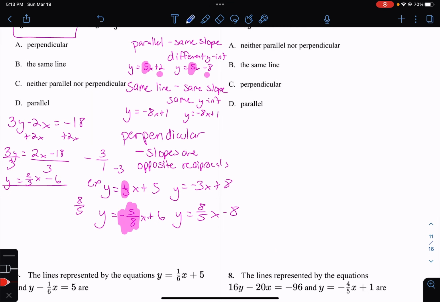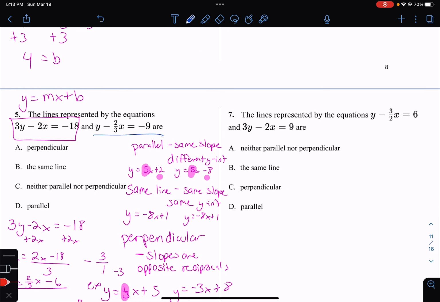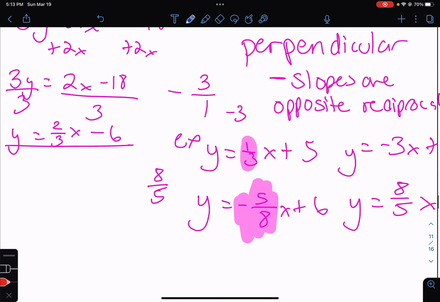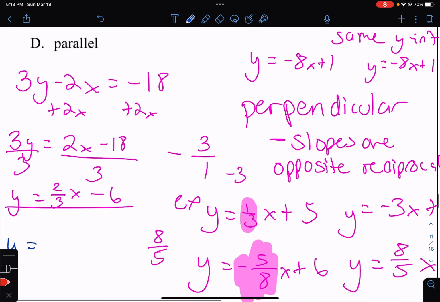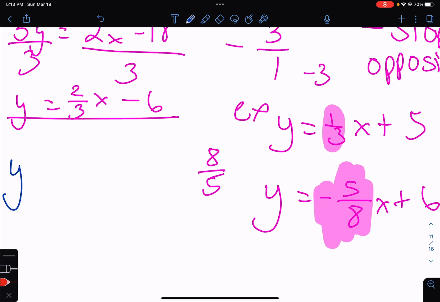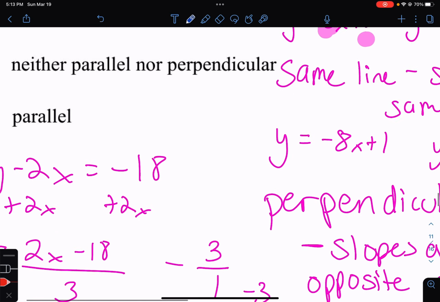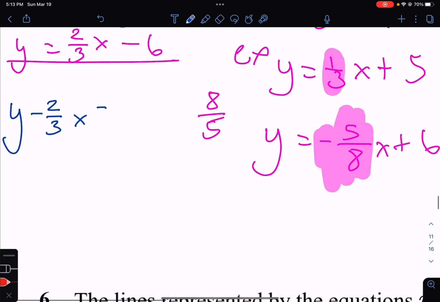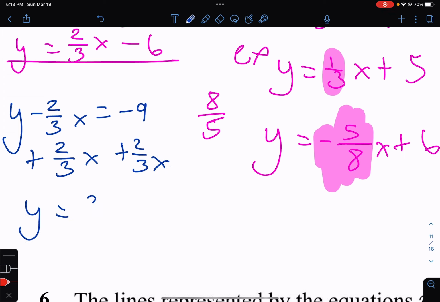So now let's do this other line, which is y minus 2/3 x equals -9. So we need to get this in y equals mx plus b. This one actually isn't too bad. So we get y equals 2/3 x minus 9.